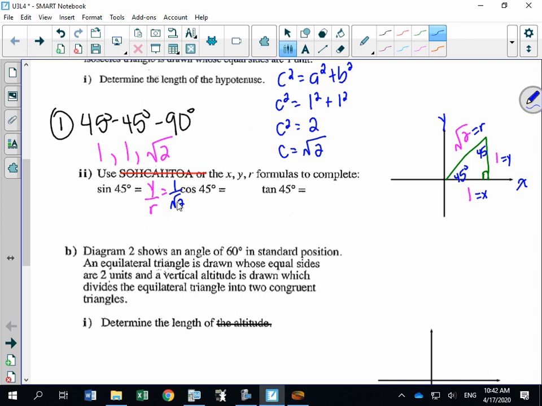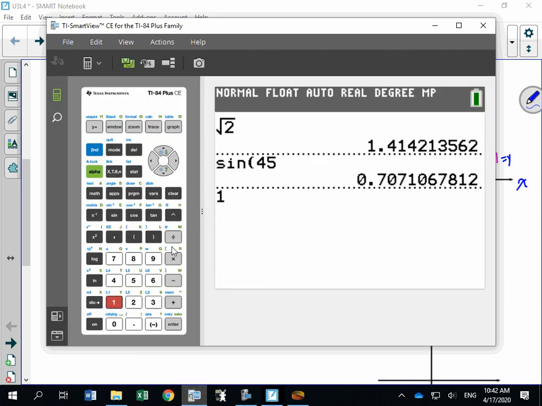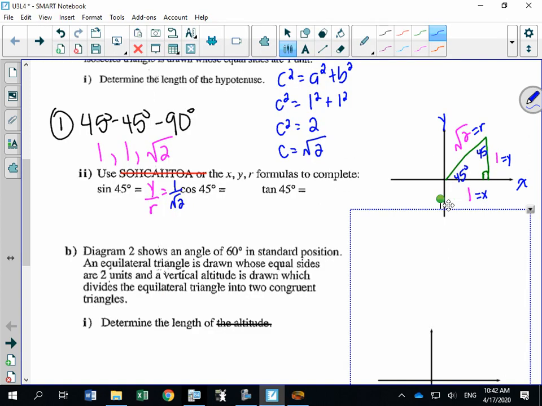This 1 over root 2, you guys, is an exact value, right? Watch what happens when I type in 1 divided by root 2 on my calculator. So 1 divided by square root of 2 gives me 0.707. On a test in 20-1 and 30-1, if you see the words exact value, that is your clue that you need special triangles, and you cannot give me your answer as a decimal. You have to draw out your special triangle and figure out what the exact value is.